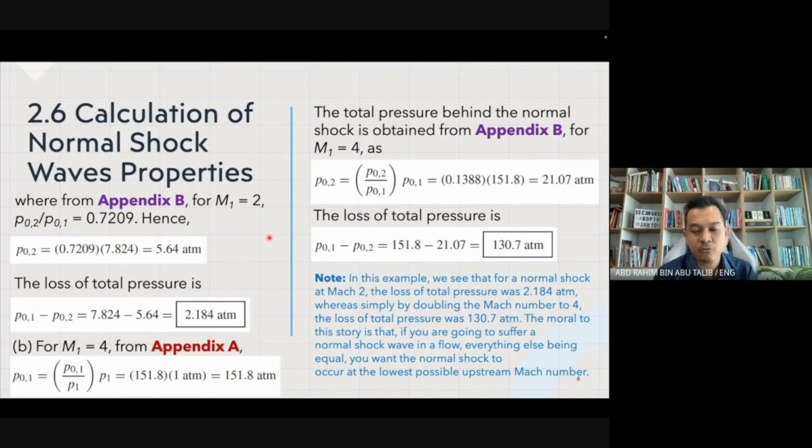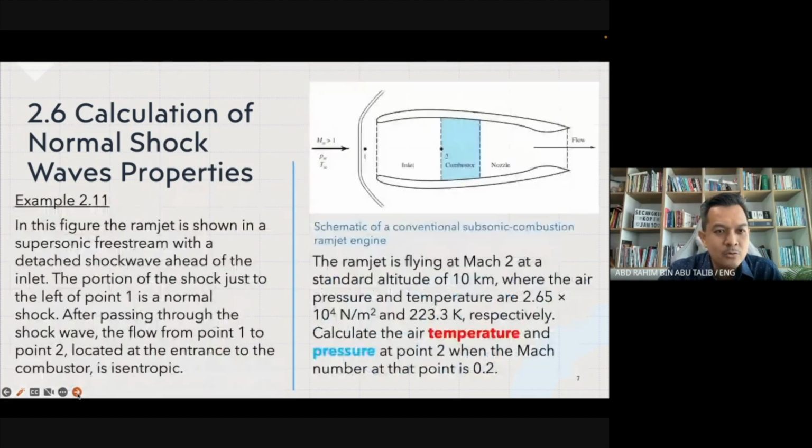Appendix A, isentropic fluid properties, and then Appendix B, which is the normal shock wave appendix. All right, so let us continue to the next example.